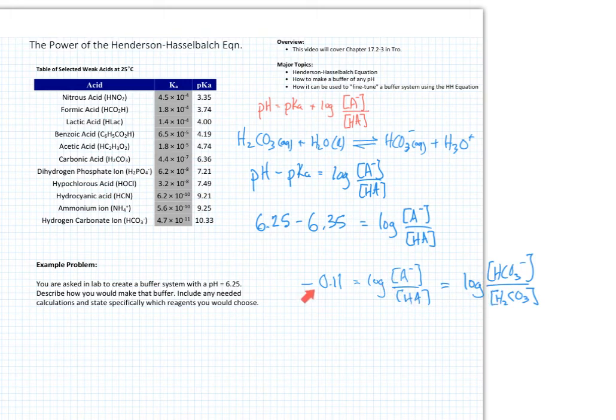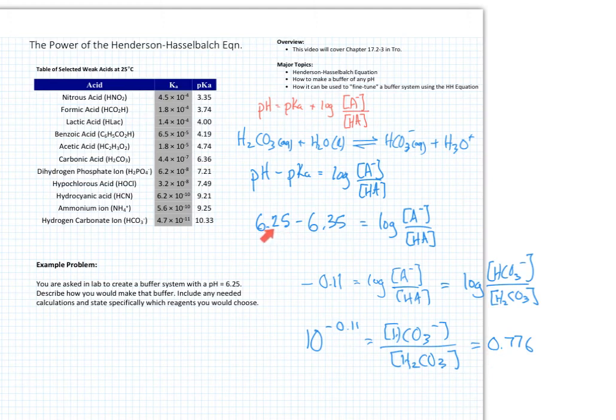All right, so how do we get rid of this negative 0.11? How do we get rid of this log term? If we take the anti-log, that's 10 raised to whatever power there is. So I'm going to say 10 to the minus 0.11 is equal to the concentration of HCO3 minus divided by H2CO3. And if we take that value, that is equal to 0.776. All right, so what does this number mean? That is the ratio that you need between these two things in order to give you a pH of 6.25.